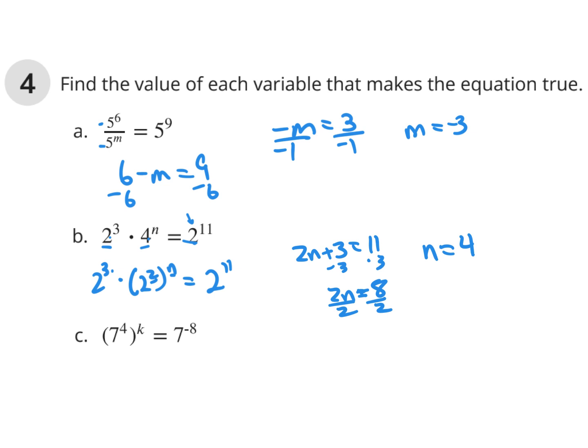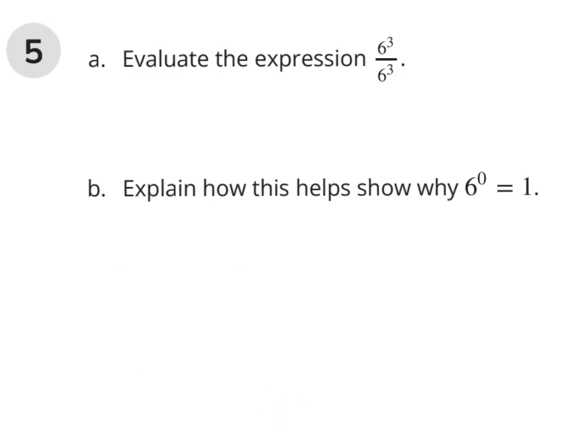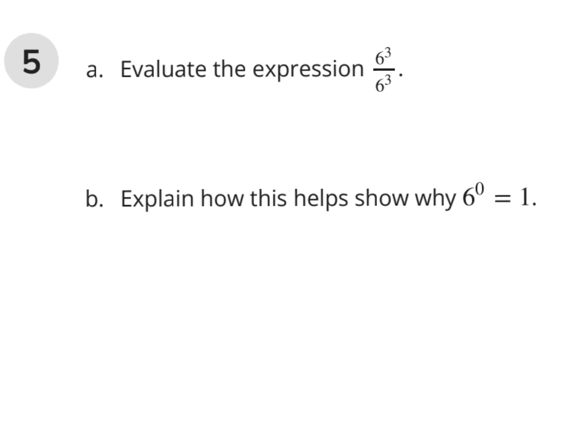Okay. 4 times k equals -8. You're going to divide by 4 on both sides. K equals -2. Okay, evaluate the expression 6 cubed divided by 6 cubed. We know with the same base, we subtract the exponents, which gives us 6 to the 0. Anything that's not 0 to the 0 power is 1.